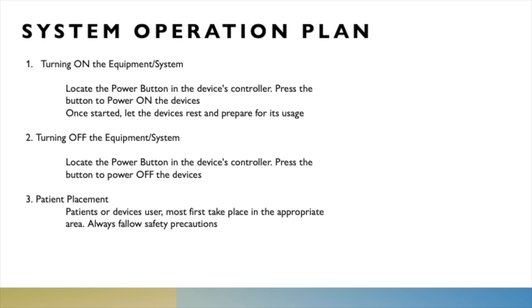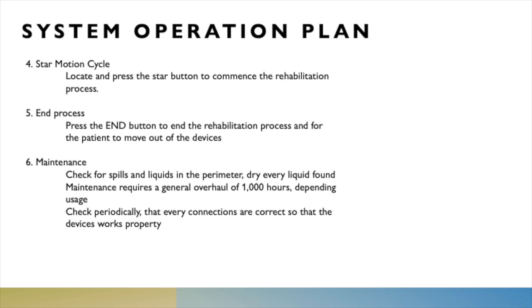Third step, patient placement. Patients or device users must first take place in the appropriate area as denoted in the user manual. Always follow safety precautions. Fourth, start motion cycle. Locate and press the start button to commence the rehabilitation process. Fifth step, end process. Press the end button to end the rehabilitation process and for the patient to move out of the device.